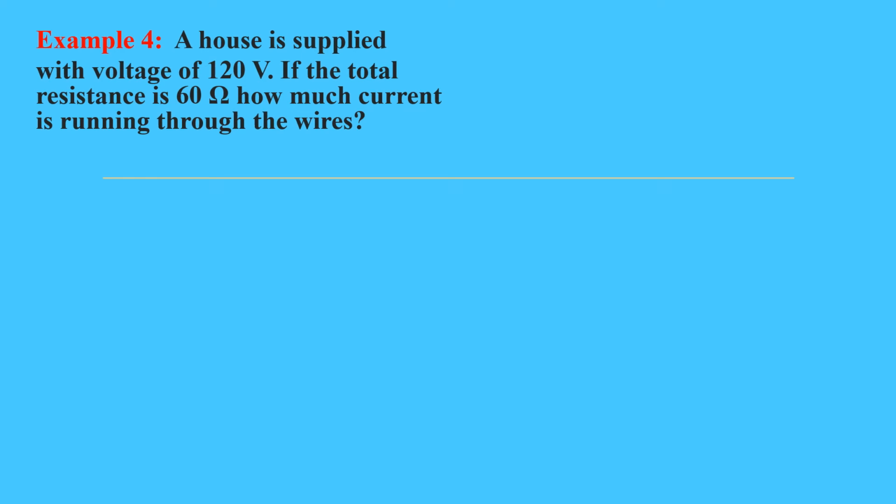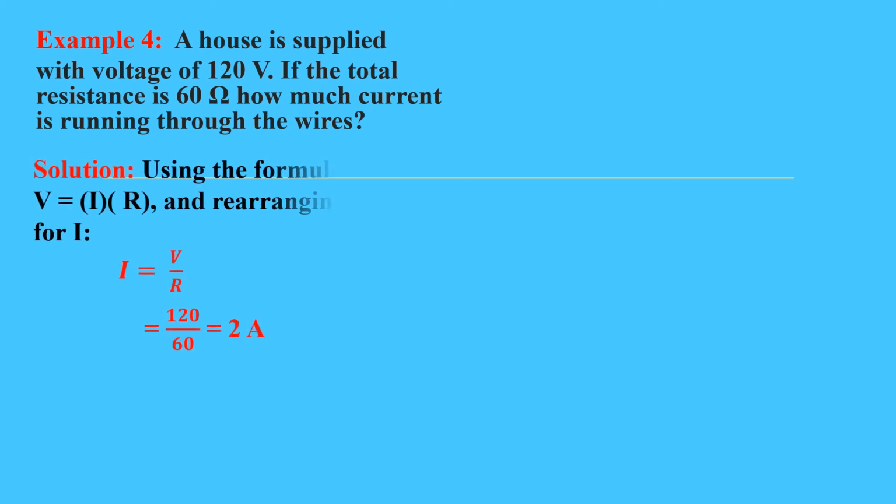Example number 4. A house is supplied with voltage of 120 volts. If the total resistance is 60 ohms, how much current is running through the wires? Solution. Using the formula V equals I times R and rearranging to solve for I equals V over R and substituting the values, 120 over 60 equals 2 amperes.